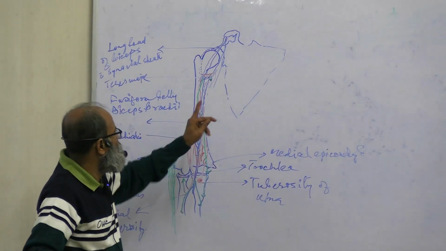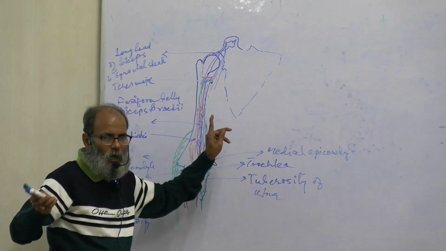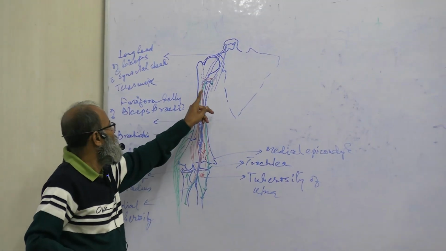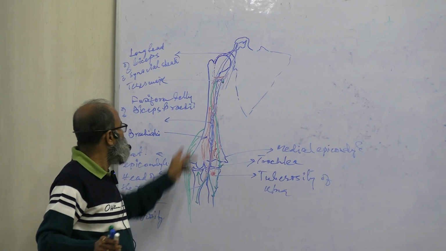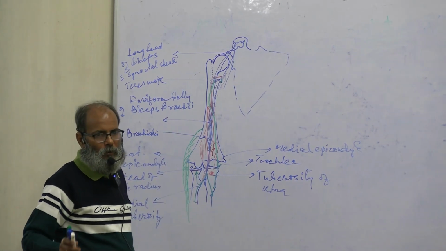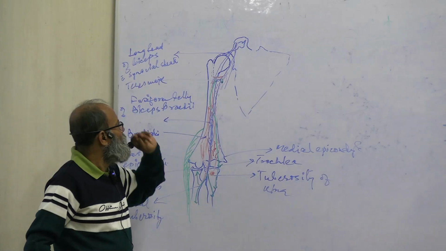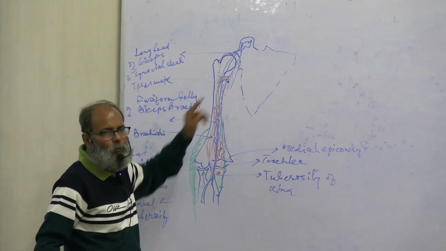You make the colors accordingly: for the muscles red, for the artery red, for the nerve green, all right, and the bone by blue outline. You see, this muscle is the teres major.